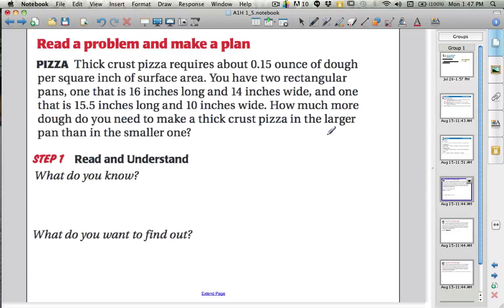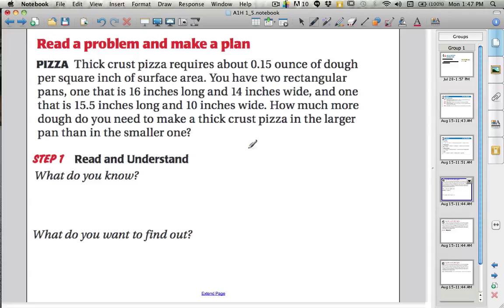So here's a problem. We're going to read the problem and start working on making a plan. Thick crust pizza requires about 0.15 ounce of dough per square inch of surface area. I have 2 rectangular pans, one that is 16 inches long and 14 inches wide, and one that is 15.5 inches long by 10 inches wide. How much more dough do I need to make a thick crust pizza in the larger pan than in the smaller pan?